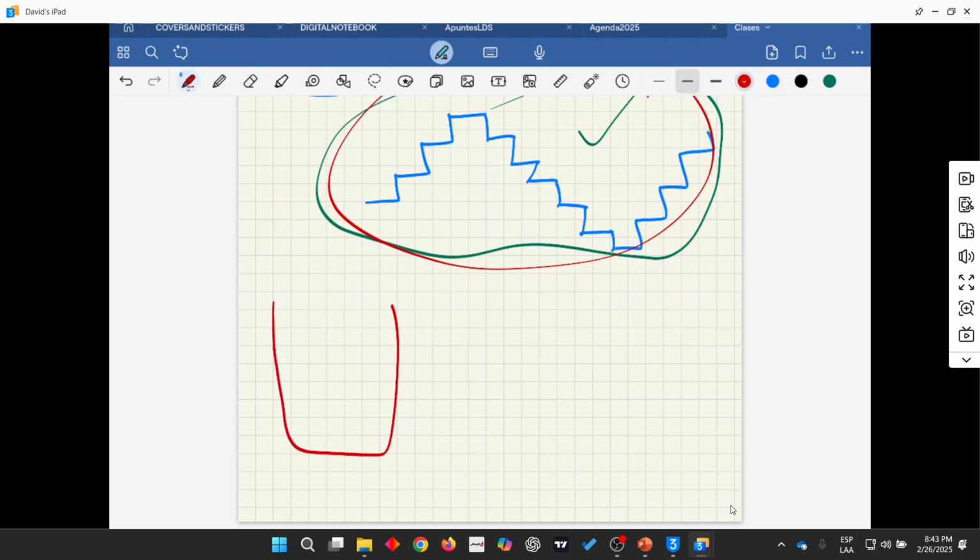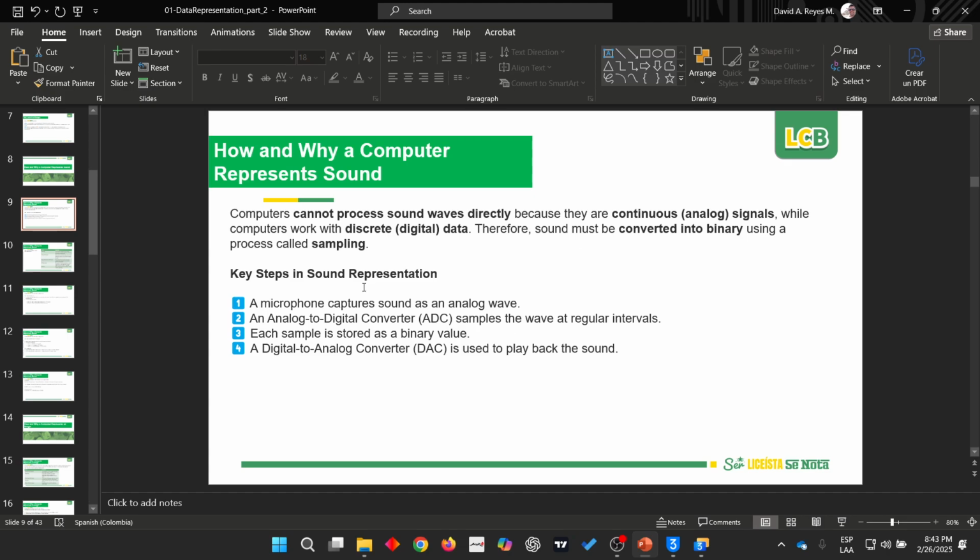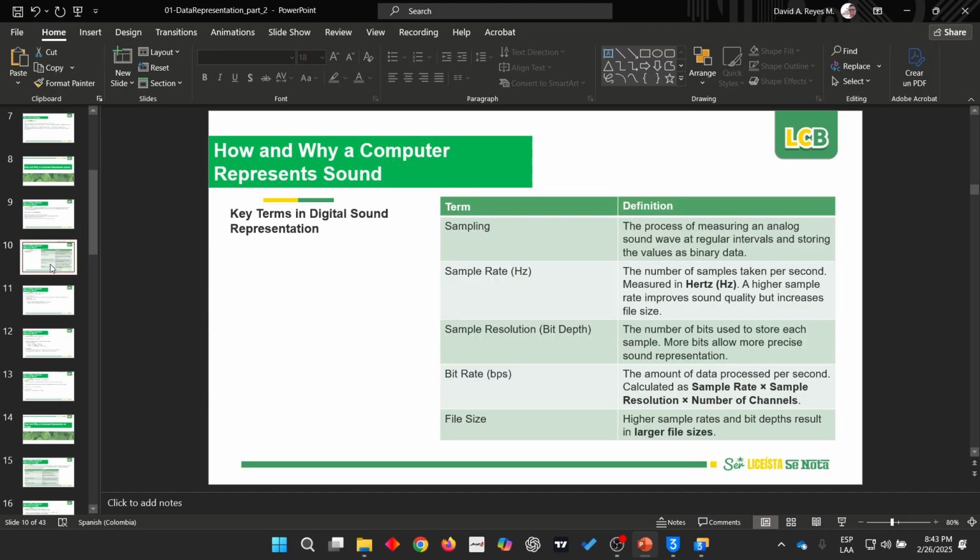And I am not the best drawer, but let's suppose this is a speaker. Tweet, tweet, tweet. Okay, so the computers do something different. The computer takes the digital signal and is going to use something called a DAC, digital to analog converter. Okay? And now we can listen to that sound through the speakers.